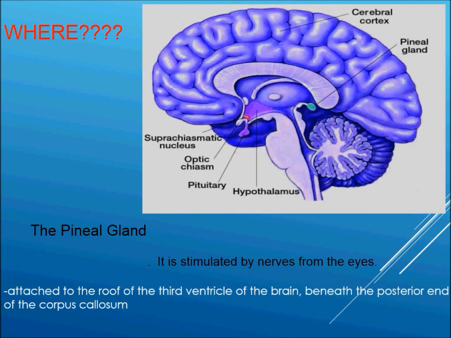Unlike much of the rest of the brain, the pineal gland is not isolated from the body by the blood-brain barrier system. Okay.